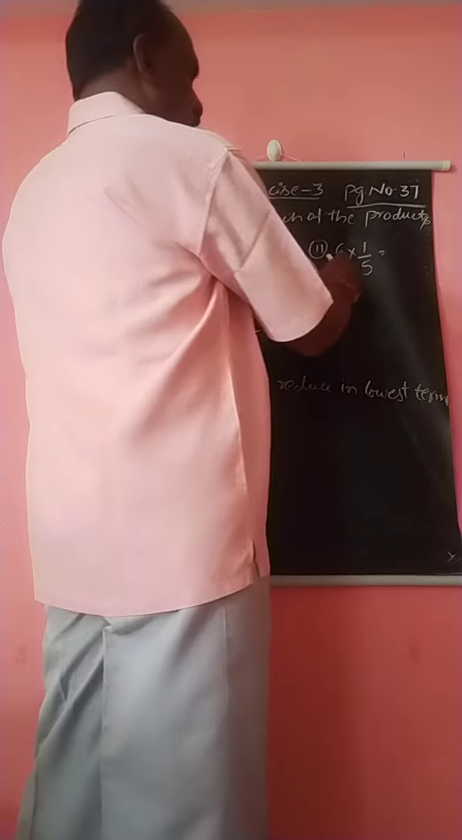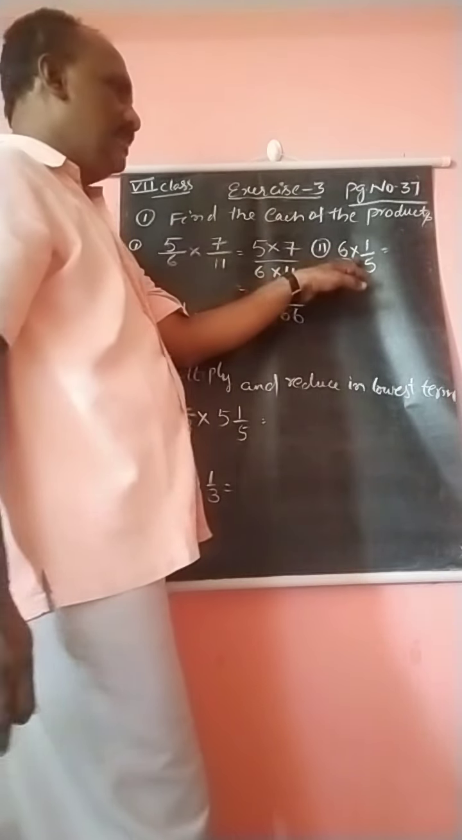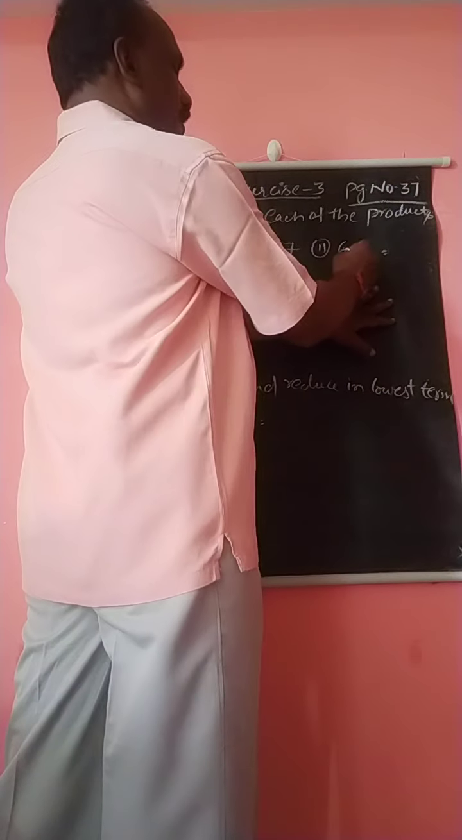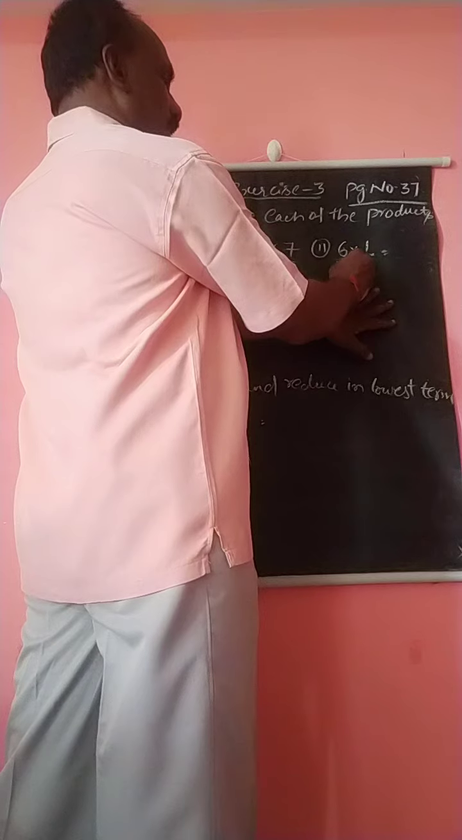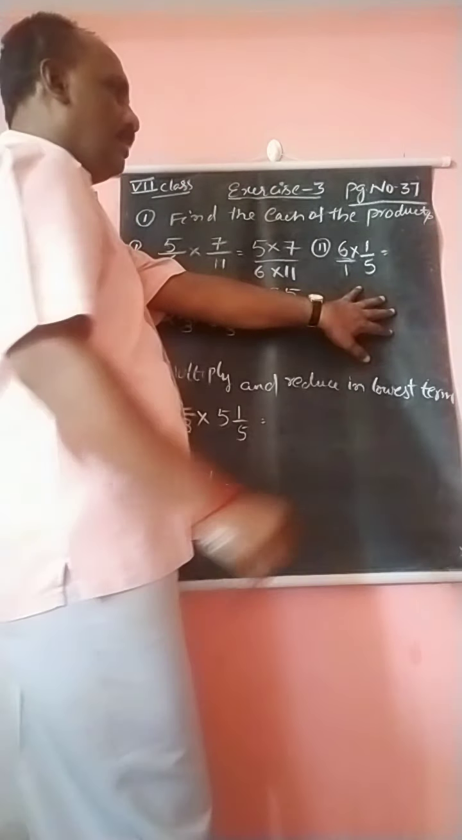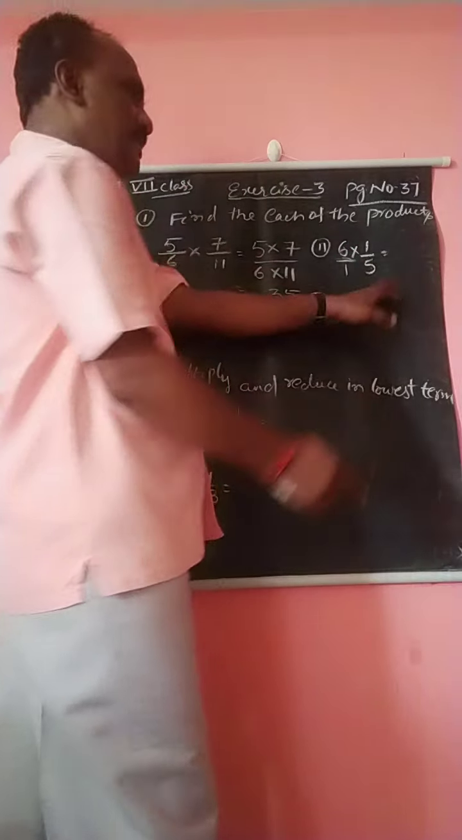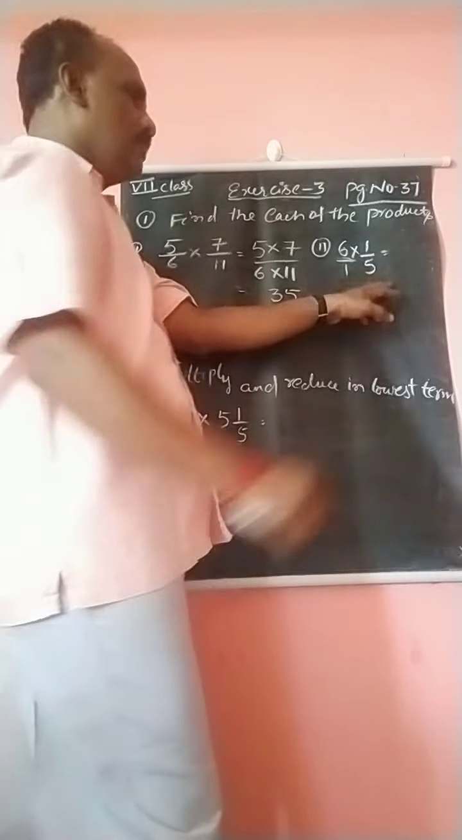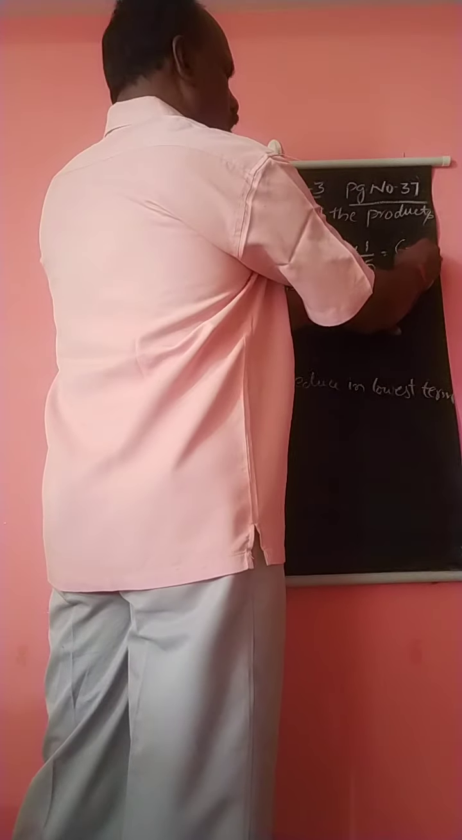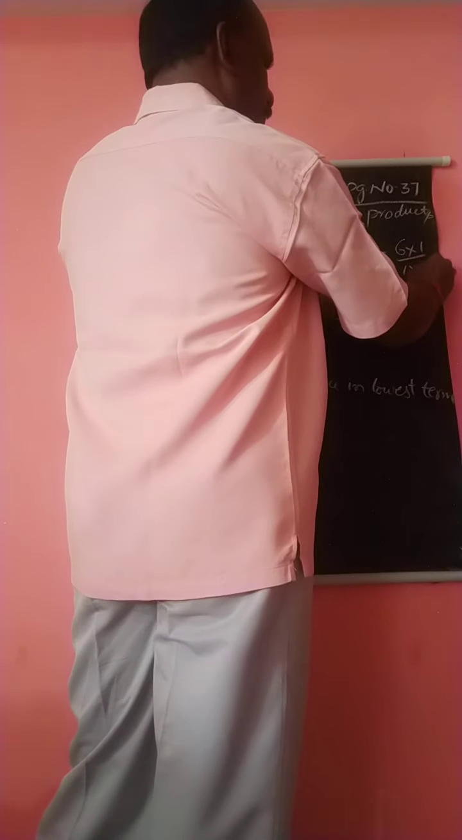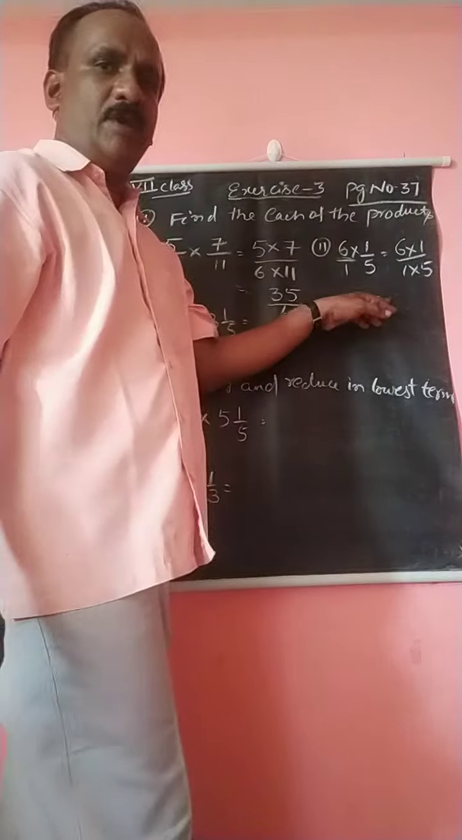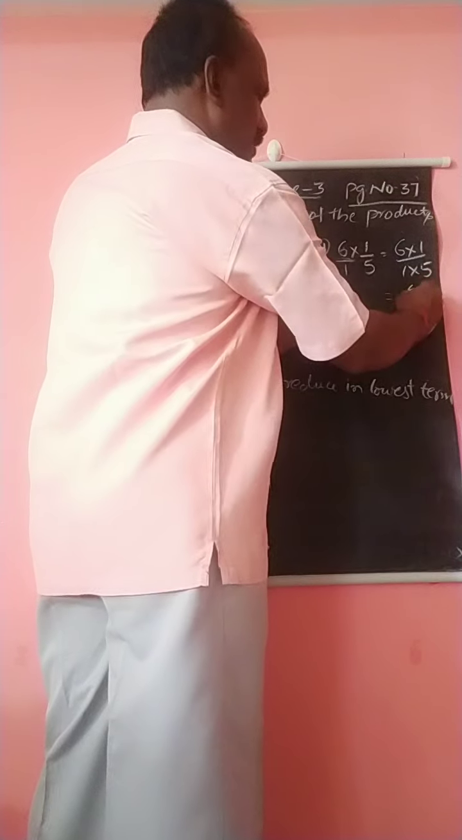Next problem: 6 into 1 by 5. 6 can be written as 6 by 1. Now 6 by 1 into 1 by 5. Here also there is no cancellation between any numerator and denominator, so you can do 6 into 1 by 1 into 5. That means 6 by 5 will come.